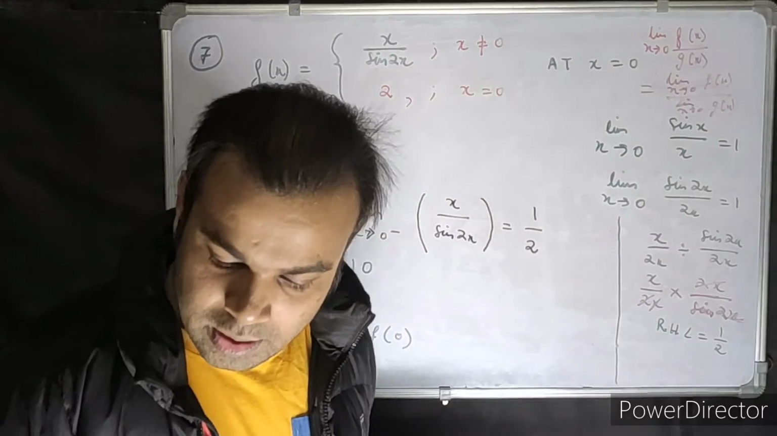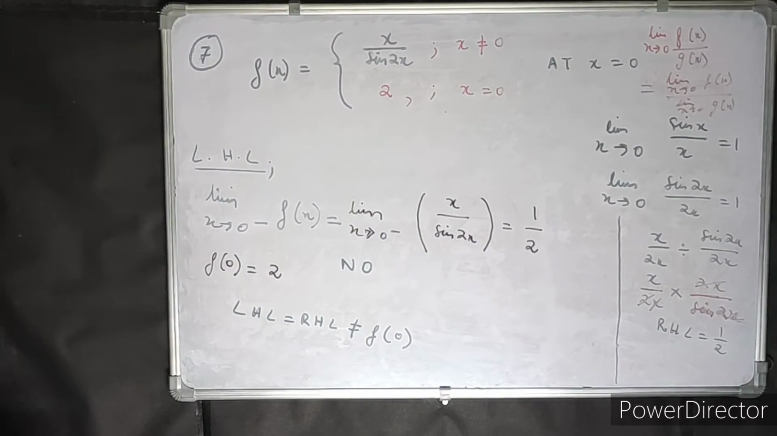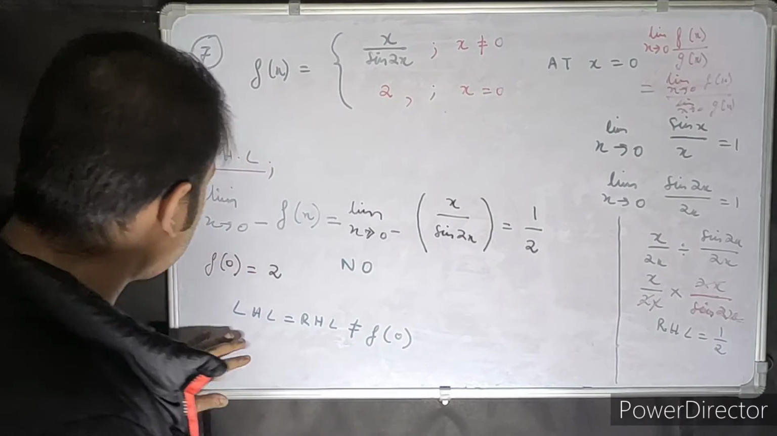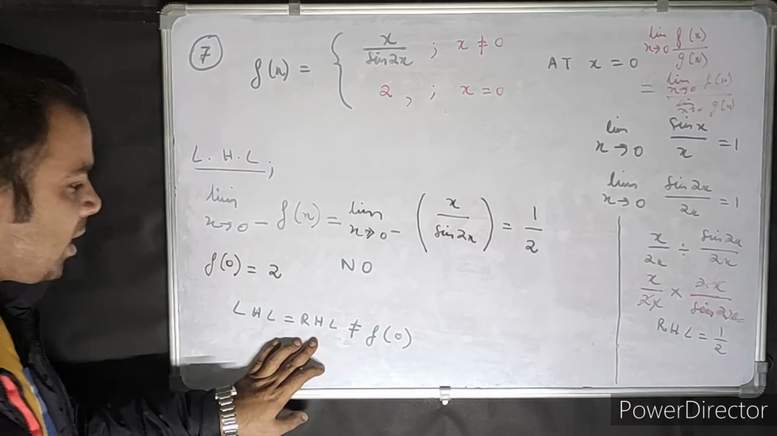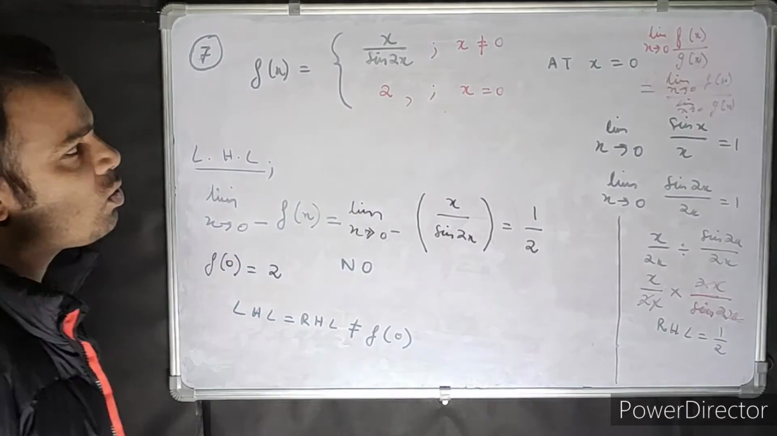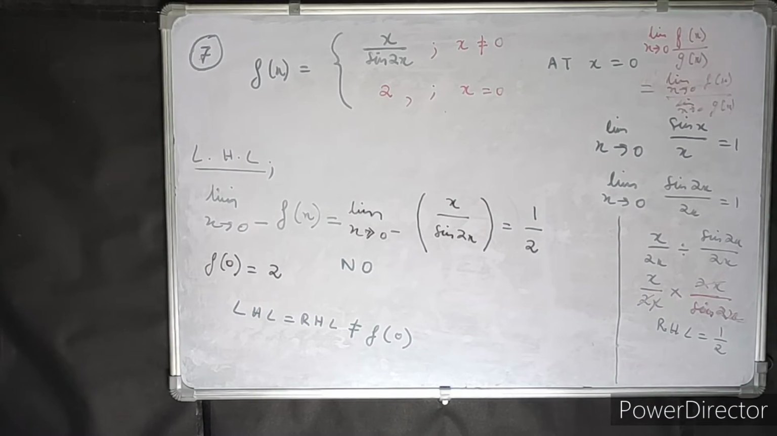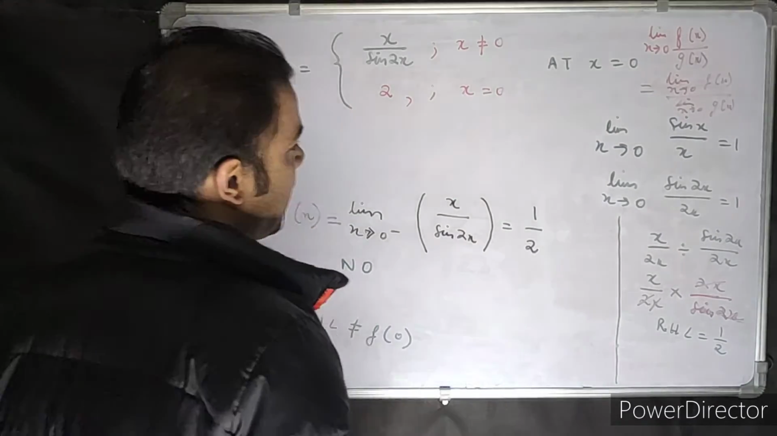Anyways, no problem. That's not what you have to know as of now. So the left hand limit and the right hand limit are equal to each other, but it's not equal to the function. Hence, the function is discontinuous. So what was the actual rule?